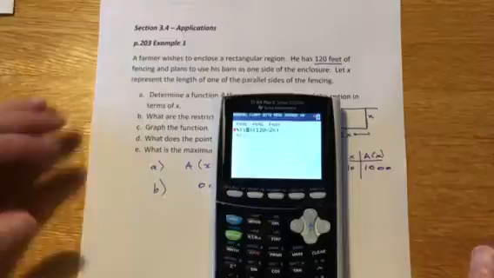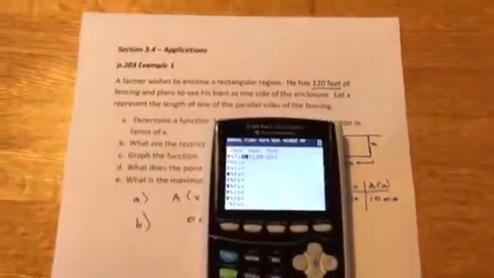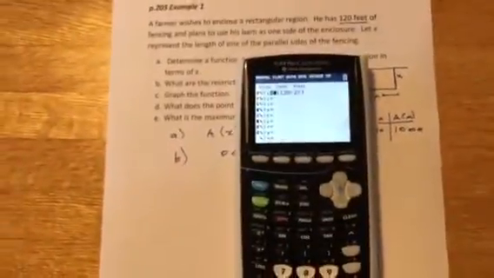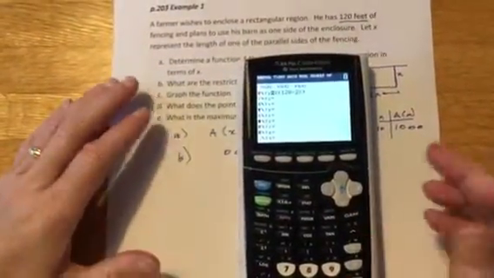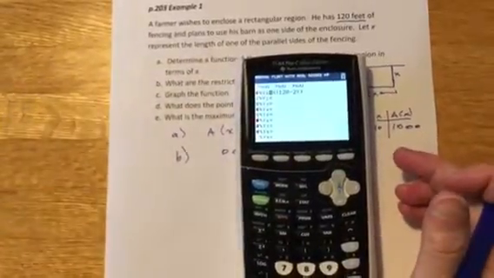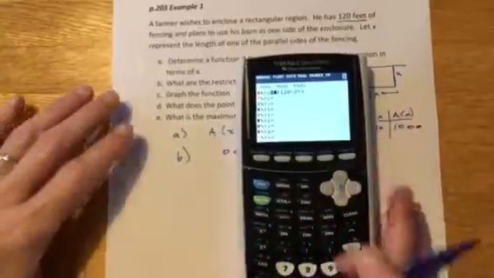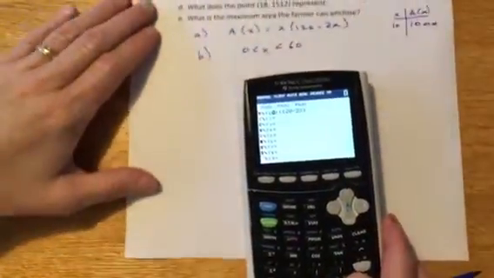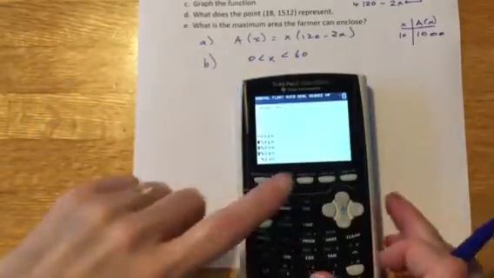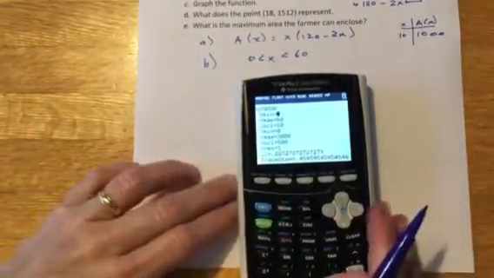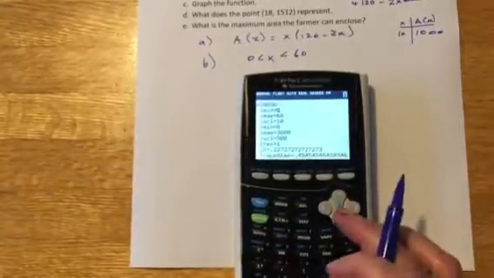All right, we type in our function. So we have x times 120 minus 2x. Try to move this down a little bit. That's not working so well. Hopefully you can see that. Now, window's a little tricky because of the applications. We don't want to use the standard window. Fortunately, in part B we had already figured out the domain, 0 to 60. So if you look at my window, the first thing I have is x min and max to be 0 and 60. I'm just counting by tens.